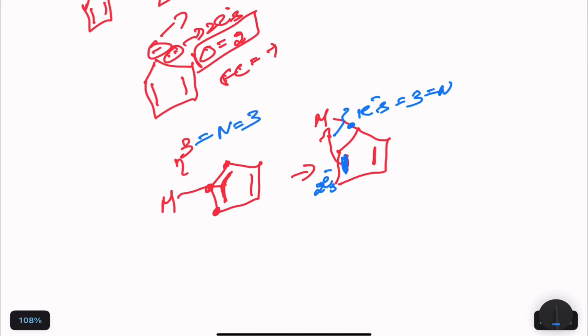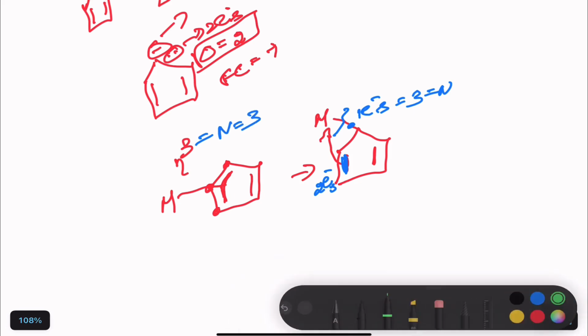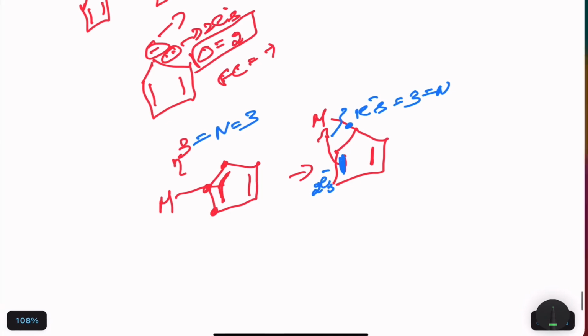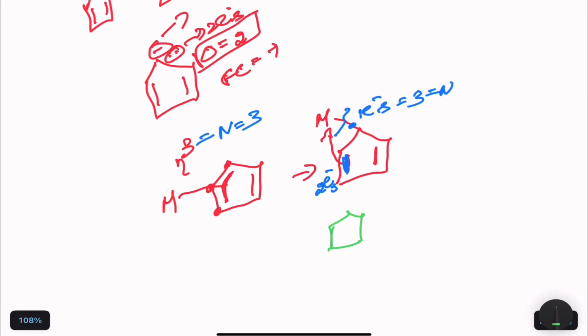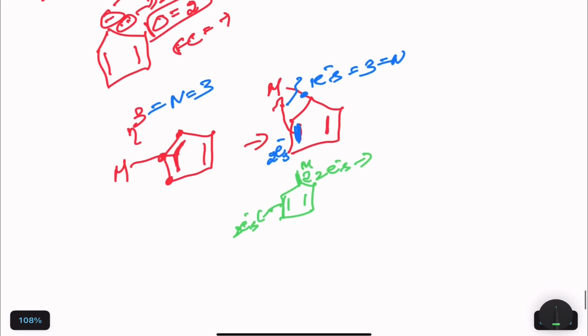Hapticity 3 means neutral is 3. Then what about the oxidation state method? The oxidation state method is also the same. This will contribute 2 electrons whether it is oxidation or neutral. But here 2 bonds are there, so 2 electrons will be contributed in the oxidation method if you cleave it heterolytically. So totally 4 electrons for this particular one.